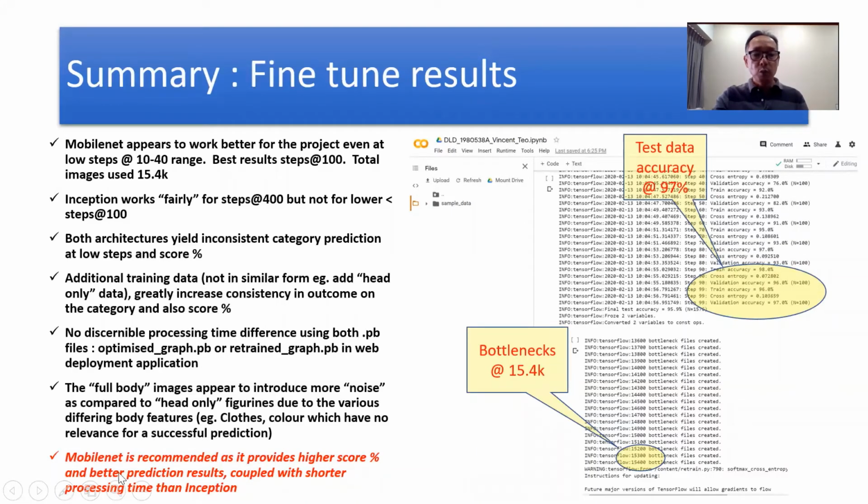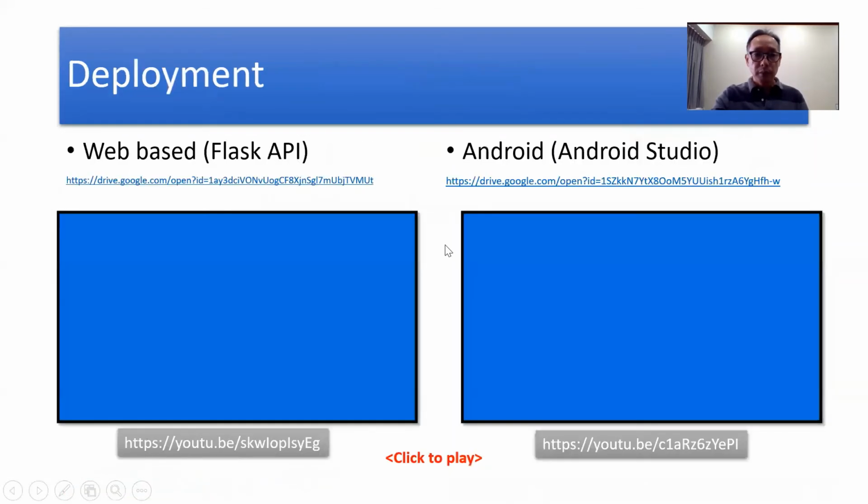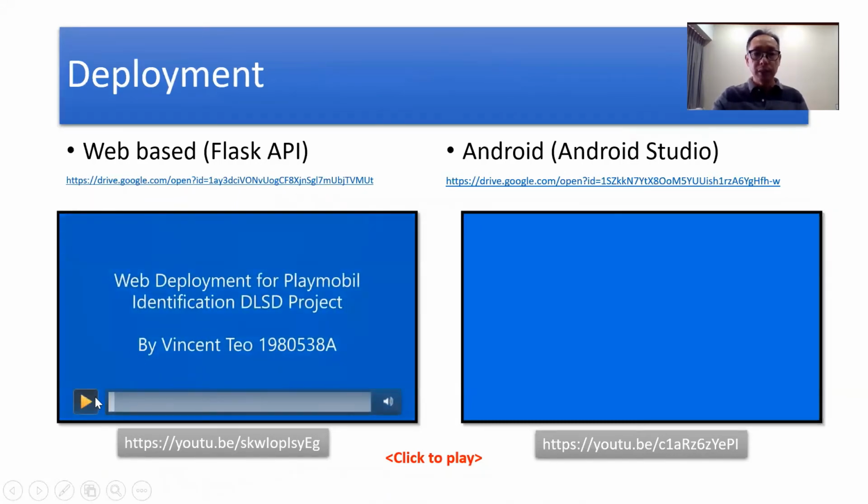So in summary, MobileNet is recommended as it provides a higher score percentage and better prediction results, coupled with a shorter processing time than Inception. So that's what I have for this summary. Let's come down to the last part, which is deployment. I want to show you a video of both the web-based and the Android deployment. So let's just proceed with both videos for now.